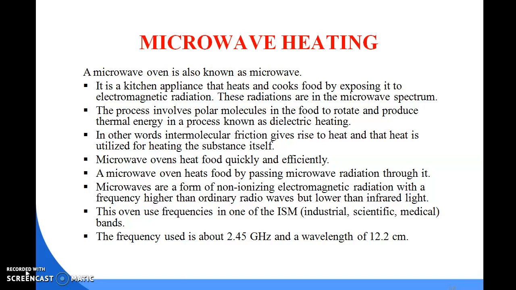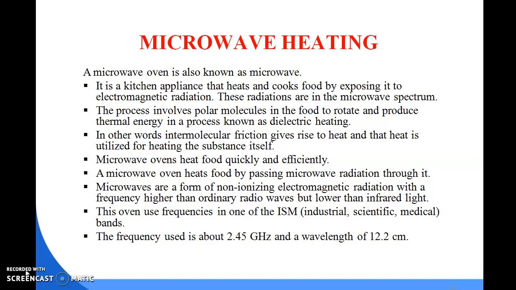Inside the microwave heating, we consider our microwave oven. Inside the microwave oven, we know that a magnetron is present. I will tell what parts are present so that the microwave oven heats food quickly and efficiently. In other words, intermolecular friction gives rise to heat, and that heat is utilized for heating the substance itself. A microwave oven heats food by passing microwave radiation through it.